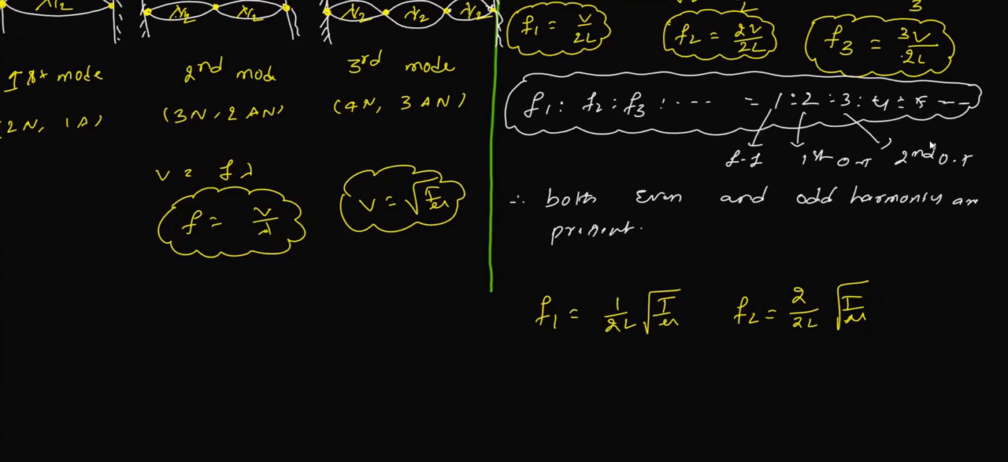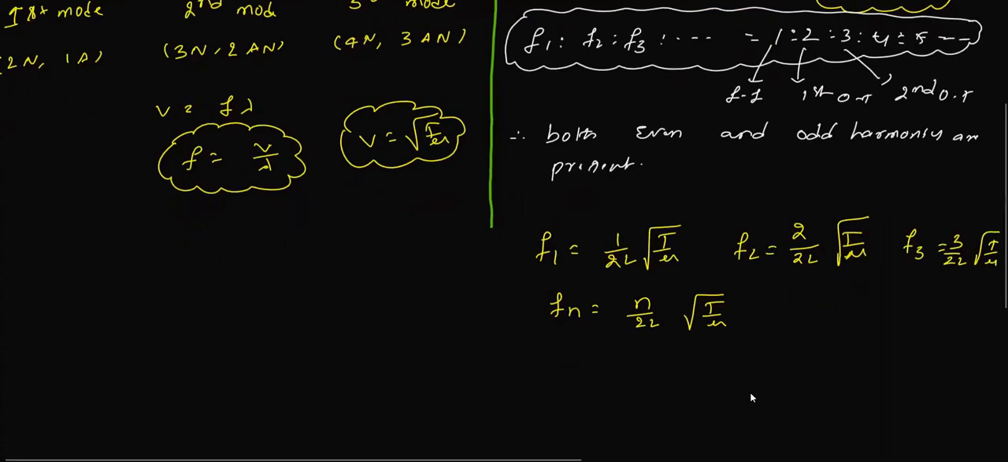F3, if you write here, what will you get? 3 by 2L into the V value, the square root of T by mu. F3 can be written as 3 by 2L into the square root of T by mu. If I want to write the nth frequency, Fn can be written as n by 2L into the square root of T by mu.